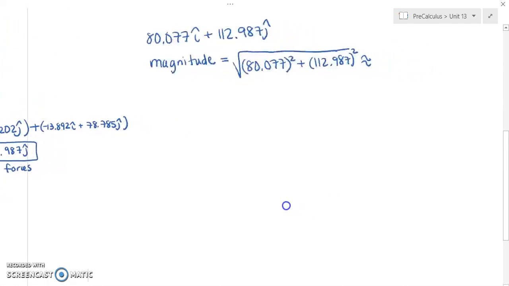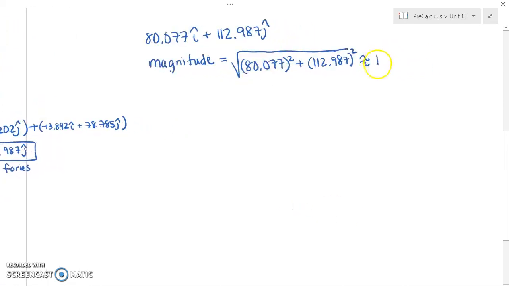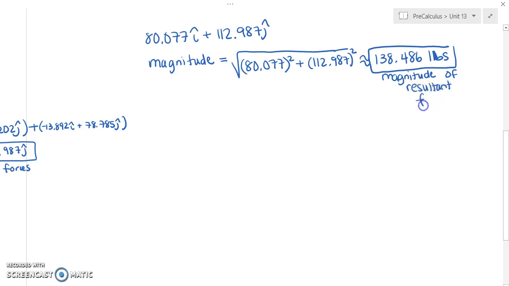Okay, so when you type that into the calculator, you're going to get 138.486 pounds. So since they were talking to us in pounds, we're going to keep it the same. So that is the magnitude of the resultant force. And that's one of the things they wanted from us.